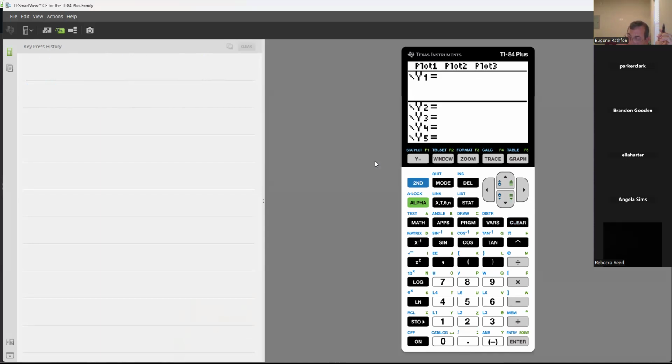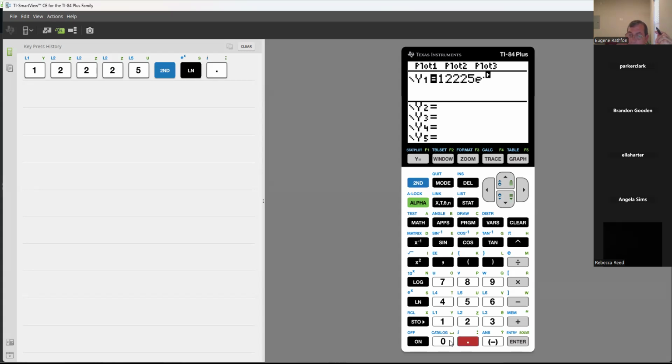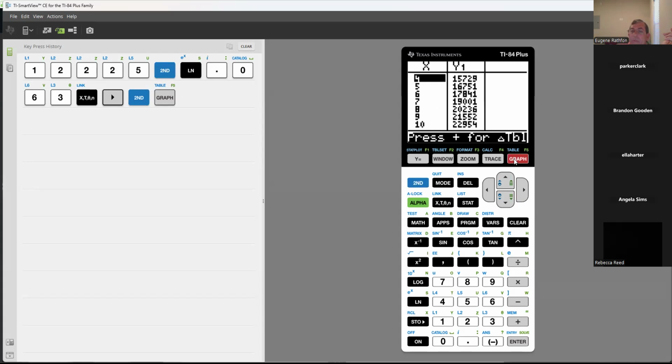I'm going to put in my function, which was 12,225. Now, see, I don't use commas here, so I'm pretty sure MyMathLab will take it without commas, okay? I want to hit second ln to get the e with the x. And up here, I'm putting in 0.063. Now, instead of t, when you're graphing, you got to use the x, okay? But there's my formula.